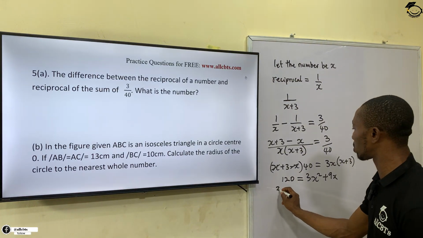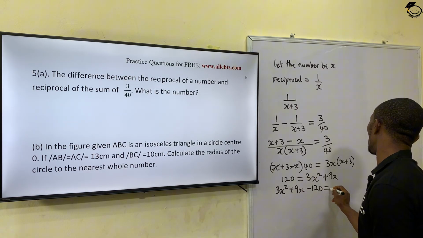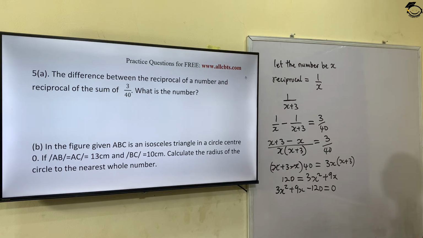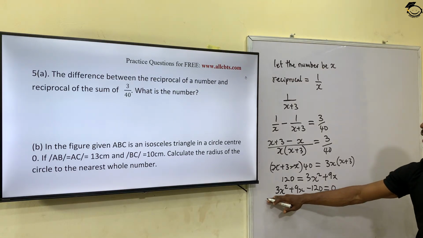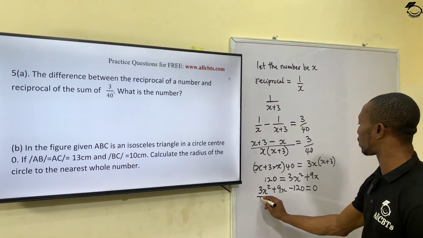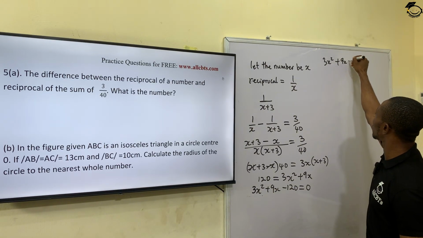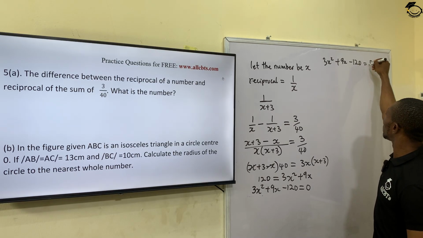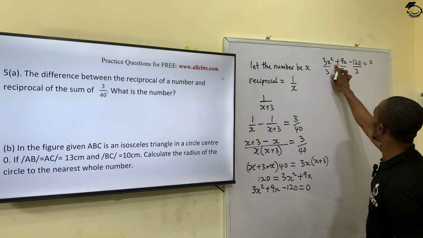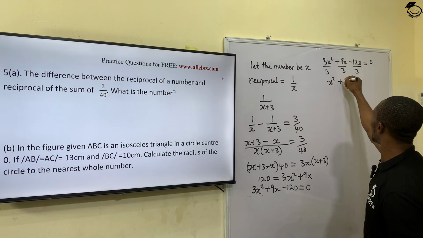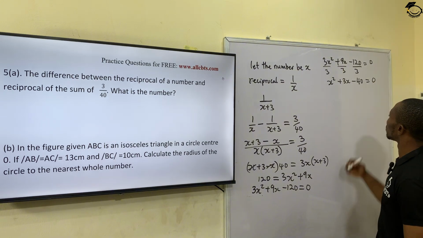Now, you can see we have a quadratic equation here. So rewriting this, we have 3x squared plus 9x minus 120 equals 0. Now, this forms a quadratic equation, but luckily for us, we can divide all these terms by 3. So dividing 3x squared plus 9x minus 120 equals 0 all by 3, this becomes x squared plus 3x minus 40 equals 0.